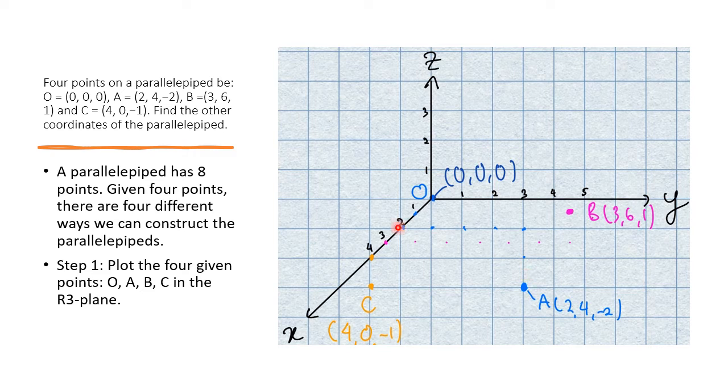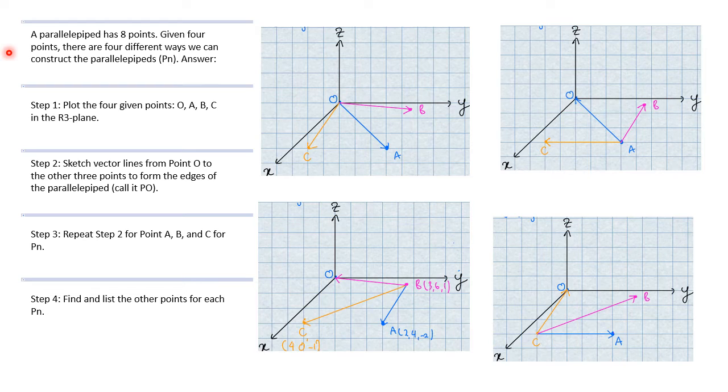And I repeat the same thing for B and for C. So just showing C, for example: 1, 2, 3, 4. So it's 4, 0, 1. So we're not going anywhere on the y-axis, and then going down by 1 unit on the z-axis. So we end up here. So that's step 1.